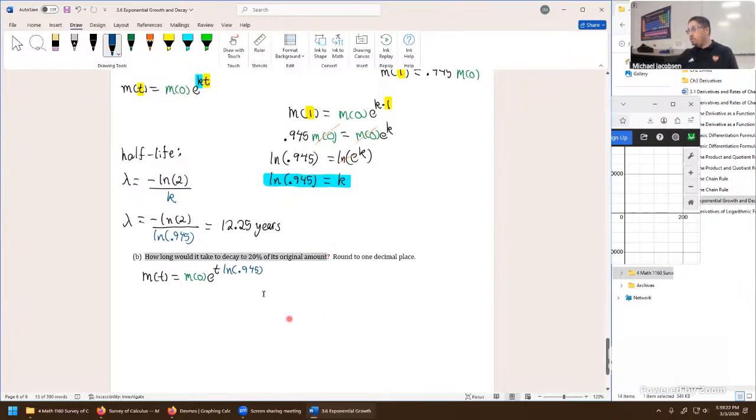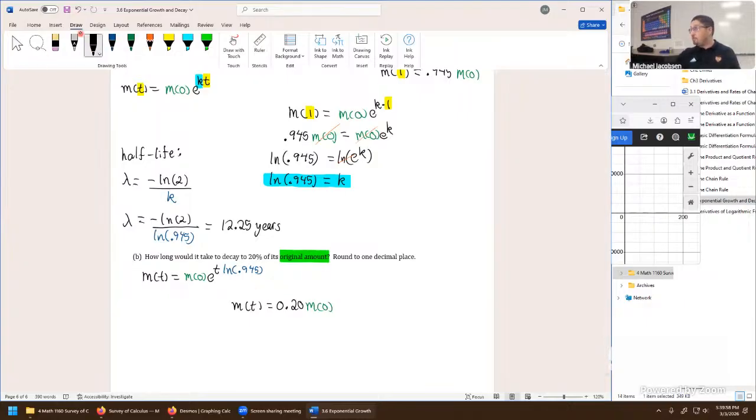Now, when we go to this question, we're taking mass at time t. We want to determine what the value for t should be so that we only have 20% of the original amount. That'd be a decimal, 0.20. When it says original amount, that's the initial mass, m at 0 once again. So solve for t so that we get 20% of the starting amount of this tritium isotope.